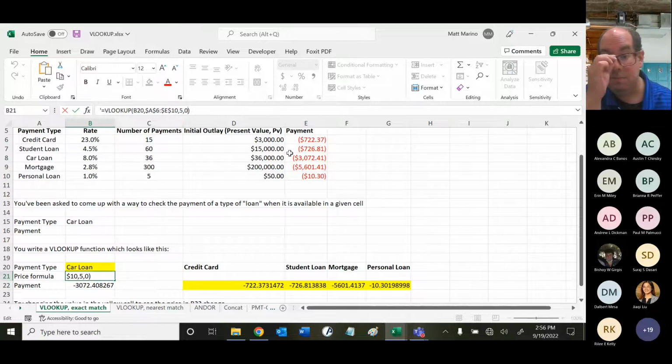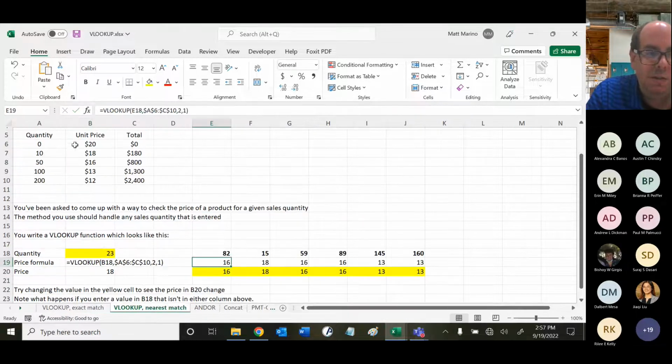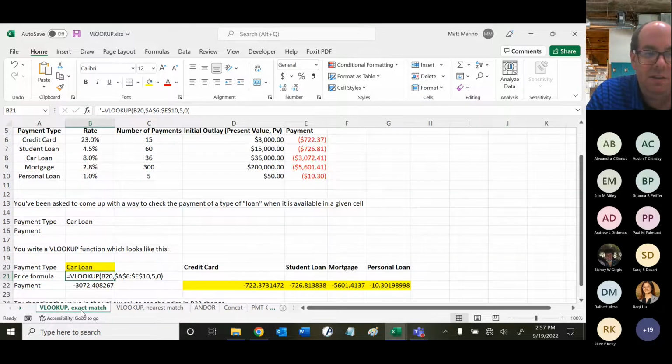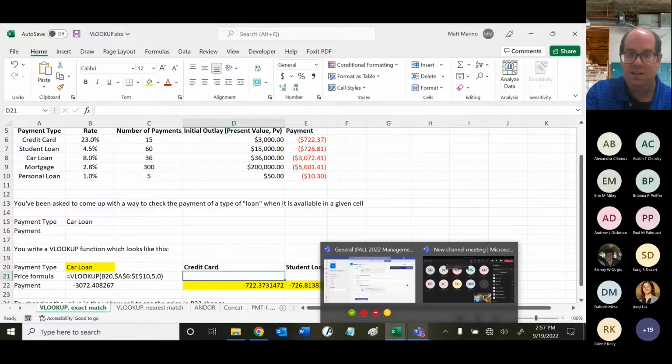And then, like I said, the last parameter is either true or false. With exact matches, it's always false. So it goes through the table, finds what you're looking for, and then stops. So here, car loan would stop on cell E8, and it doesn't even look at mortgage or personal loan. Whereas the nearest match, it looks through the entire table to try and find the info. So go ahead and try credit card, student loan, mortgage, and personal loan. And I'll call on somebody to do credit card.